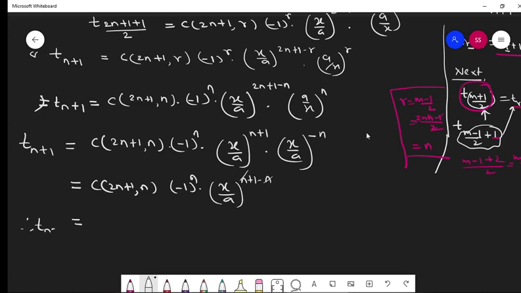We can convert into factorial also if required. Therefore t(n+1) is (2n+1)! over (2n+1-n)!, that is (n+1)! times n!. 2n+1-n is n+1 factorial. I have written this, times (-1)^n and x/a. This is the first middle term.